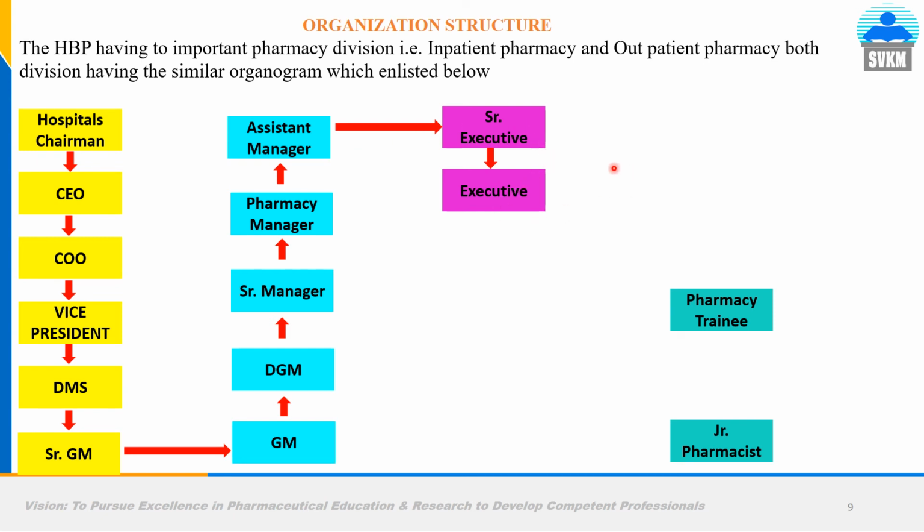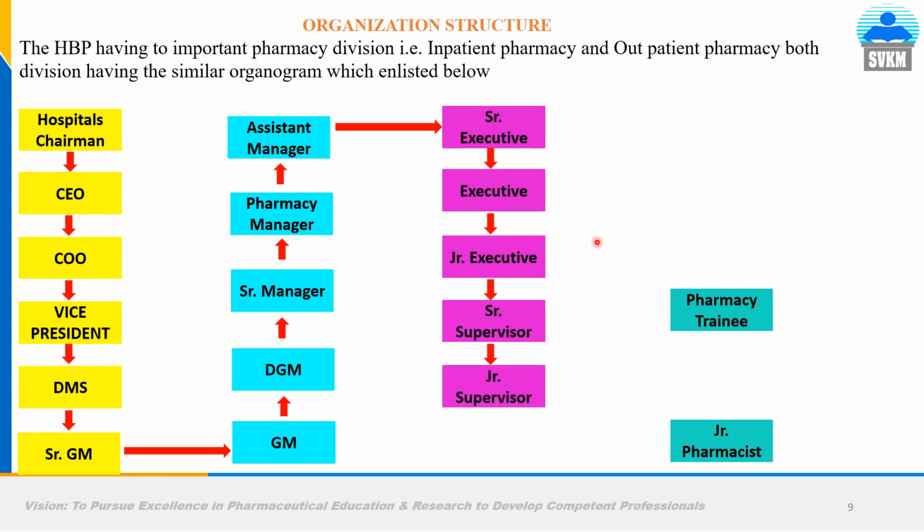Now we need to link these administrative services with the staffing services, or staffing pattern. So from here on, we will start with the staffing pattern. After the executive, there is another person called a junior executive. Below the junior executive, there is a senior supervisor. Then, just below the senior supervisor, there is a junior supervisor.